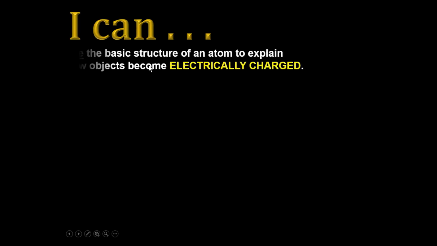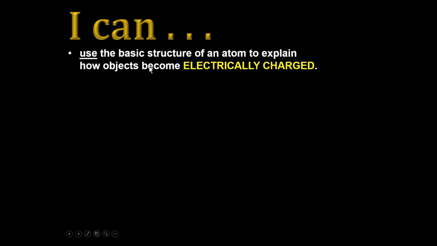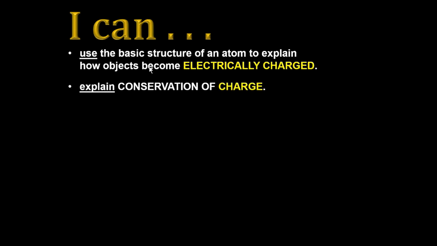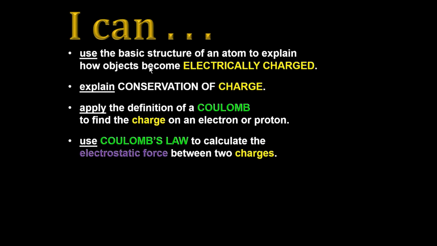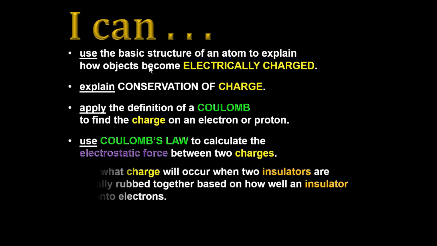So one thing we'd like to be able to do is use the basic structure of an atom to explain how objects become electrically charged. We want to use that to explain conservation of charge. And we're going to introduce a new unit called a Coulomb, and use that to find the charge of an electron or proton. And then we're going to develop a law called Coulomb's Law that will predict the force between any two charges.